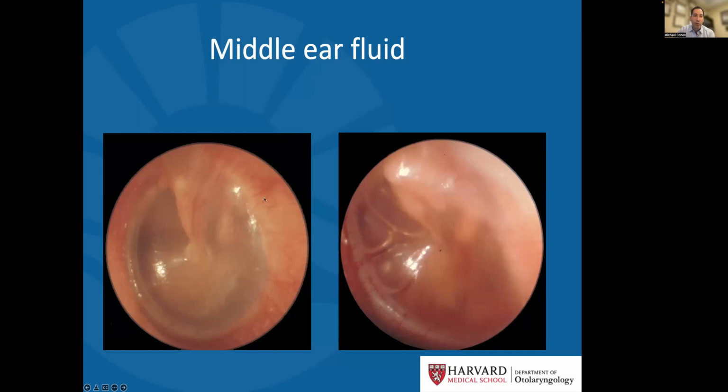This is an example of a normal eardrum. We can see those little bones here behind the eardrum. And this is an eardrum that has fluid. We can see there's some bubbles. These are strands of fluid, and this is all fluid in this area that's sort of blocking our view of those little bones behind the eardrum. This would be fluid that's not infected.